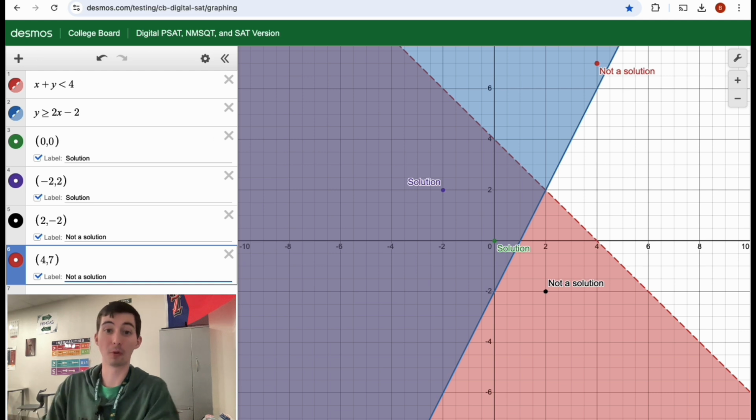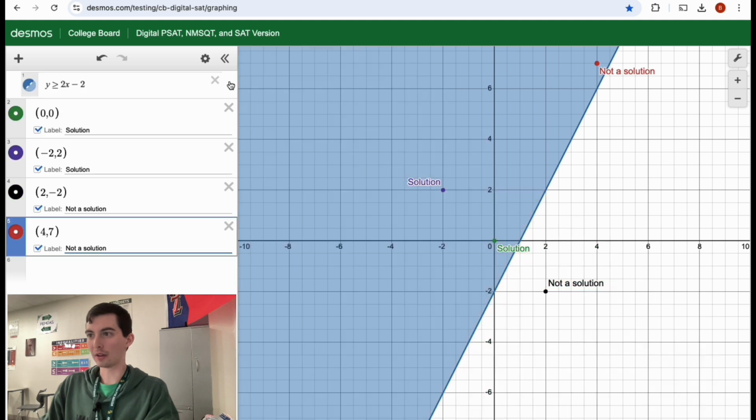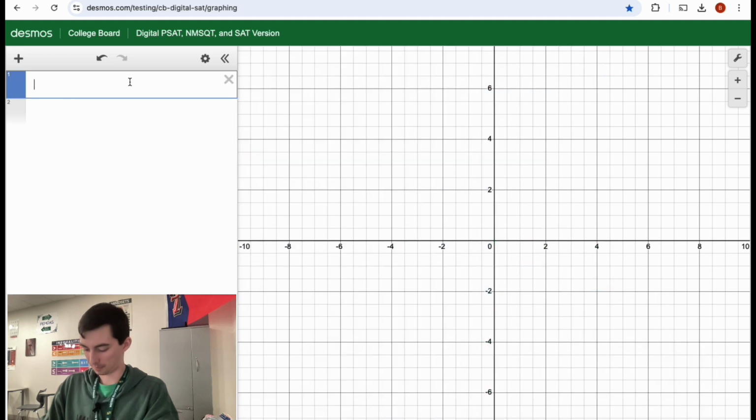You don't have to pick the same points that I did, but just make sure your two solution points are in this double shaded area and your two non-solutions are not in that area, okay? So I'm going to clear this all out so we can look at my next example here.